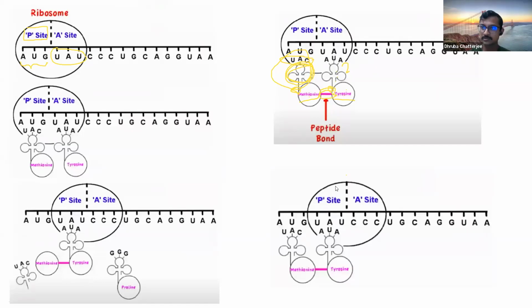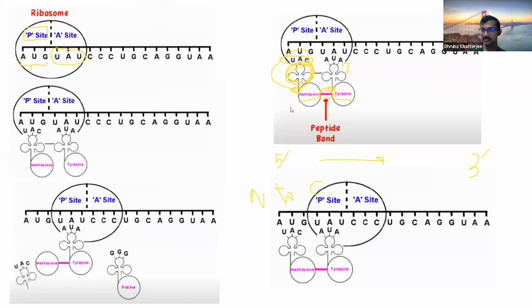Now, what will happen, as you can see in this case, is that this ribosome will move in this direction. This direction is also important. The ribosome will read the mRNA always from 5' to 3' direction. And the polypeptide chain that is getting synthesized will always be synthesized from the N to C direction.